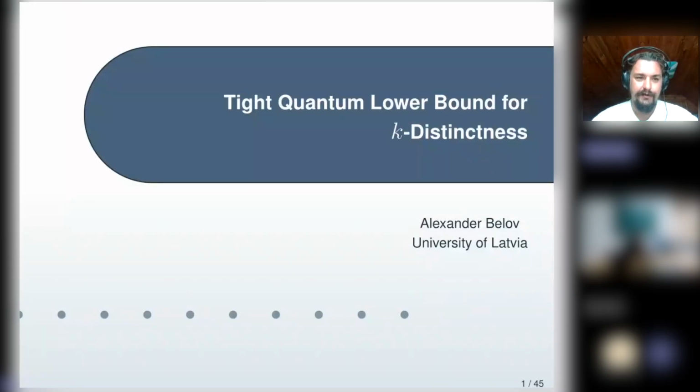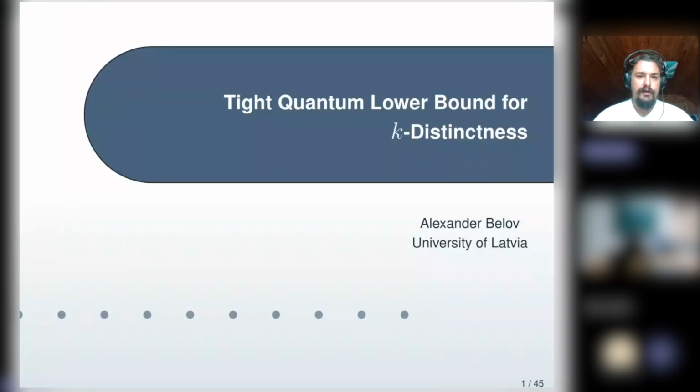I'm a full professor at the University of Latvia. I finished my PhD in 2014, so some time ago. I'm mostly working on quantum algorithms and quantum lower bounds, so query complexity, quantum walks, things like this. Today my presentation will be about lower bounds, which I find rather intriguing and interesting: quantum query lower bounds.